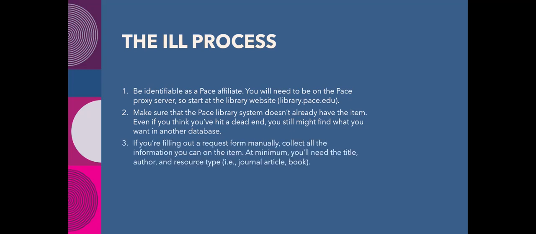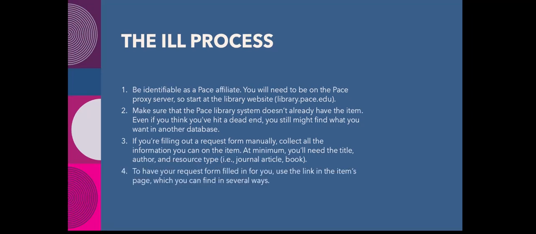If you're going to fill out the request form yourself, get as much information as you can on the item. You'll need the title and the author and what kind of a resource it is. The more that you can add, the easier it will be for the ILL department to find the thing that you need, and the faster you will get it. If you want your request form filled in for you, you can use the link on the items page, and you can find that in a few different ways. I'll give you some examples of that and go over how that works.